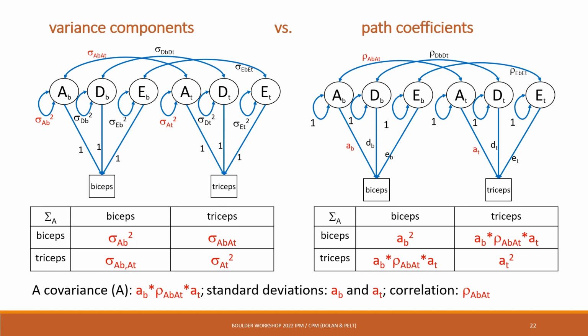At the bottom, you can see two matrices. This is sigma A, the additive genetic covariance matrix in this model, associated with each parameterization. On the left, you can see that the additive genetic covariance between biceps and triceps is sigma AB AT. That is the representation in the variance components. On the right, that covariance is modeled as AB times the correlation rho AB AT times AT. So those are the two different ways of representing a covariance.